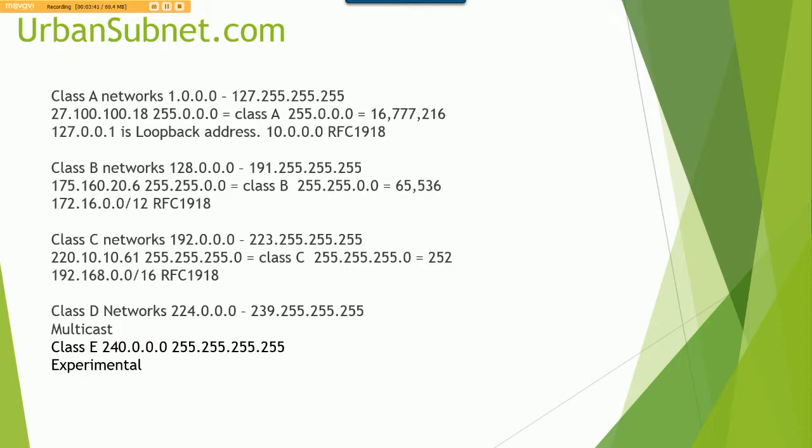Now, in the Class A network, 27.100.100.18 with a subnet of 255.0.0.0 would be a valid address in that Class A network range. Now, in a Class A network range, 127.0.0.1 is an address that is reserved for loopback adapters, and loopback is mainly your network interface card.